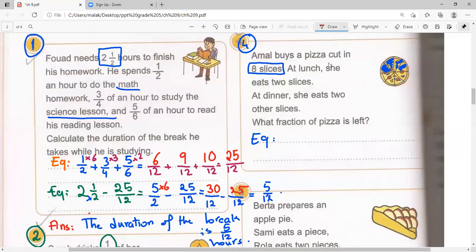Eight. She ate first two, then two. So how many pieces? Let's find first how many pieces she ate at lunch and at dinner. Then we'll find how many pieces are left. Okay, Ali? How will you write the equation if I'm asking you how many pieces did she eat?